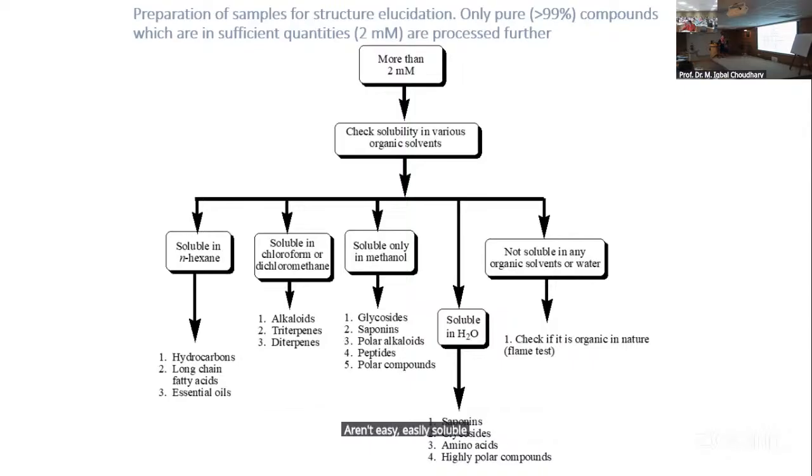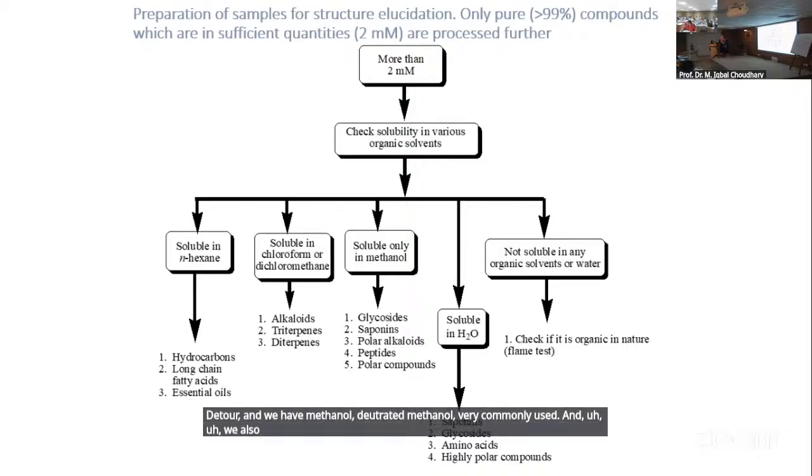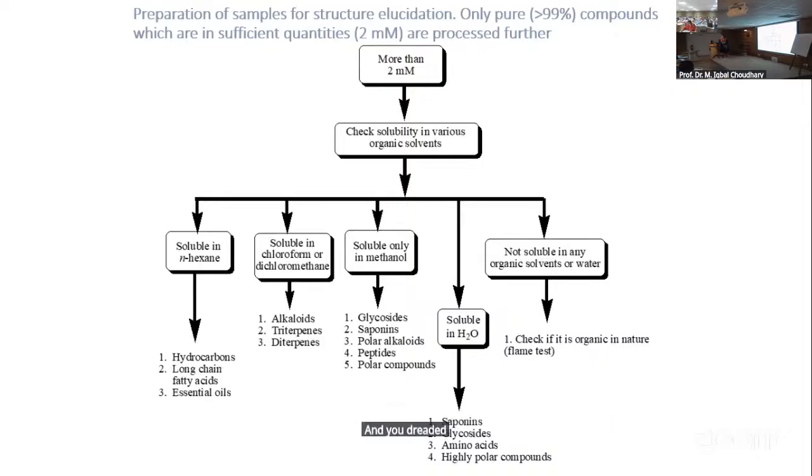For example, deuterated chloroform, and then deuterated water, D2O. And we have deuterated methanol, very commonly used. And we also have deuterated pyridine and DMSO. These are all deuterated ones. But we do not have ethyl acetate, for example. It's a common solvent, but we do not have it.